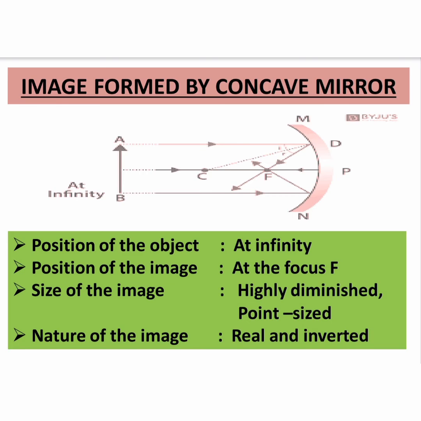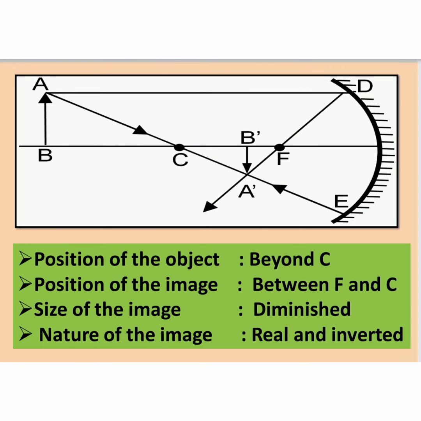The next position, beyond C. Position of the object is beyond C. Position of the image is between C and F, between the center of curvature and the principal focus. Size of the image is diminished and nature of the image is real and inverted. Here the object position is beyond C, in the sense beyond the center of curvature, and the position of the image obtained is between the center of curvature and the principal focus.